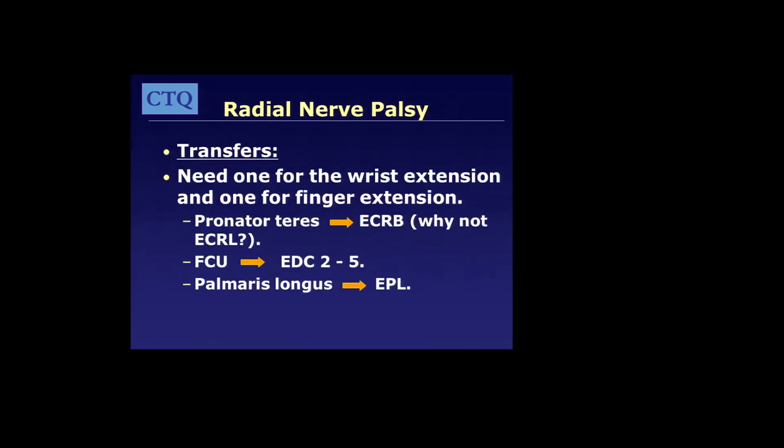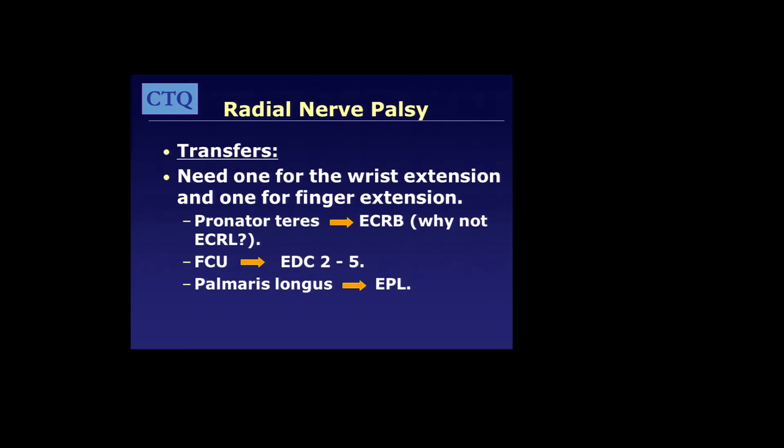With regard to tendon transfers, the one tendon transfer that you should try to memorize is the radial nerve palsy transfers. These are typically seen in conjunction with humeral fractures and associated nerve palsies. Basically, you need to repair three things. One is the lack of wrist extension, the second, lack of finger extension, and the third one is the lack of thumb function.